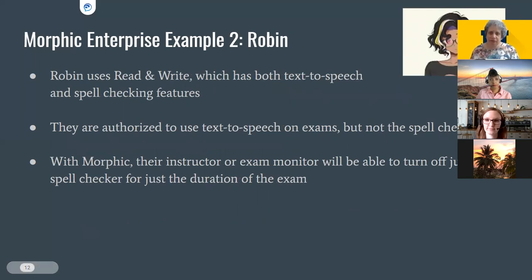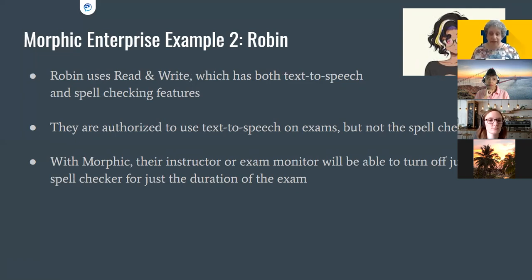Example number 2 is Robin. And Robin uses Read and Write, which is a program that both Ann Arbor and Dearborn have. And Read and Write has both text-to-speech and spell checking features. And Robin finds this program absolutely critical to use during exams. And for exams, they are authorized to use their text-to-speech, but they are not authorized to use the spell checker because of the nature of the classes that they are taking.